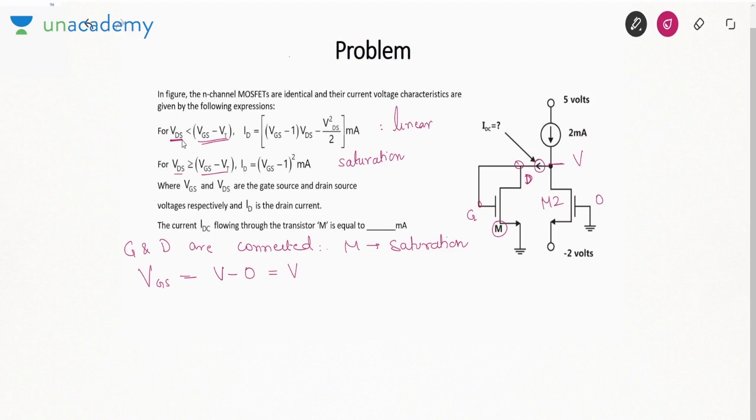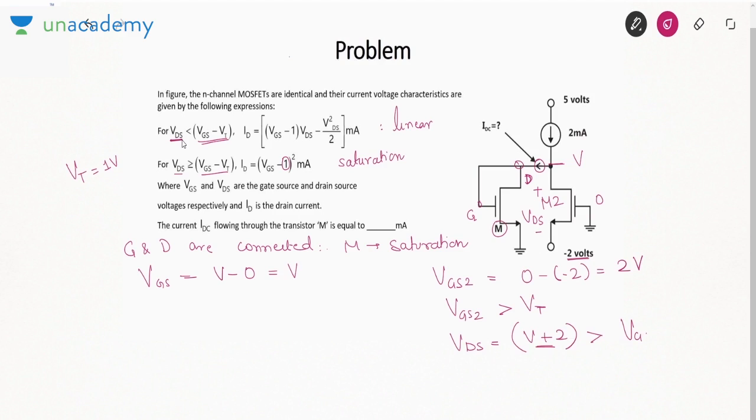Let me call it M2. The gate voltage is 0. Source voltage is minus 2. So what is the gate to source voltage of the second transistor? 0 minus minus 2, that is equal to 2 volt. Now from this equation you can see that the threshold voltage is 1 volt. So this VGS2 is greater than VT. Now what about VDS for this transistor? If you calculate VDS, it will be V plus 2, which is definitely greater than VGS2 minus VT, because VGS2 minus VT is 2 minus 1 equal to 1. So V plus 2 is definitely greater than 1, which means the M2 transistor is also in saturation.